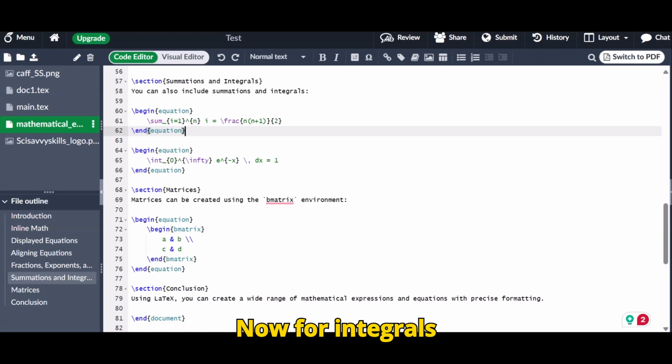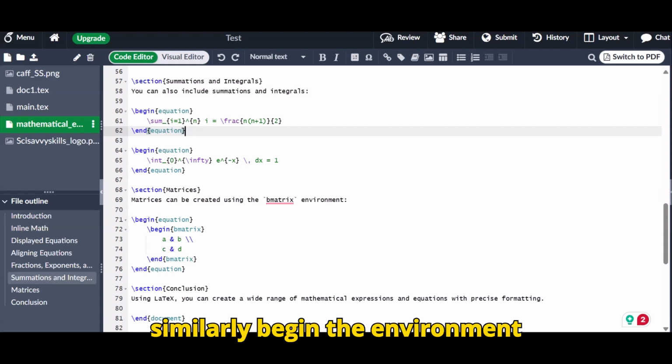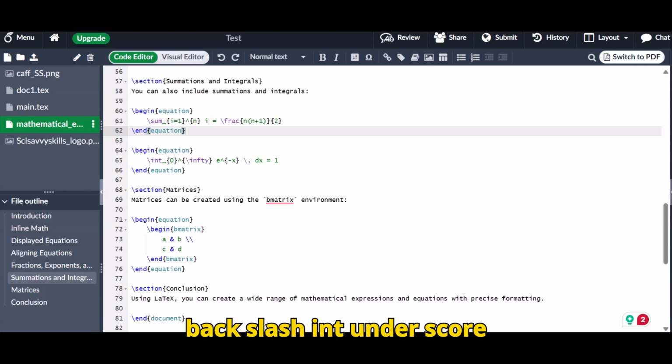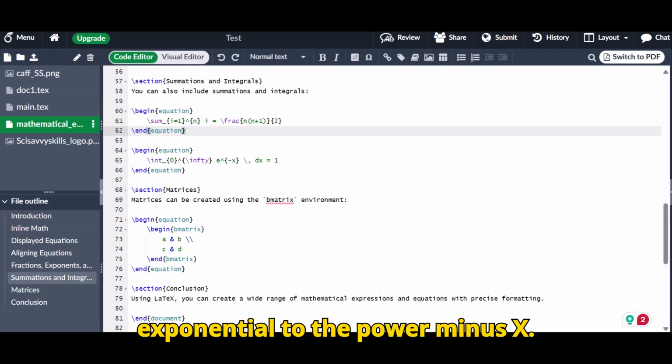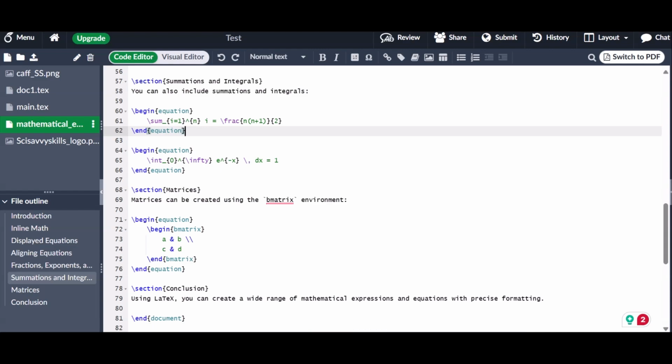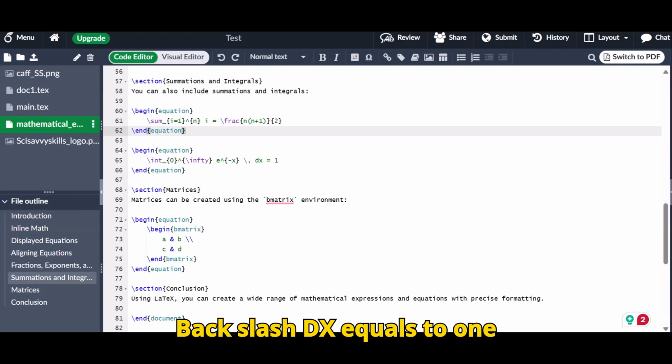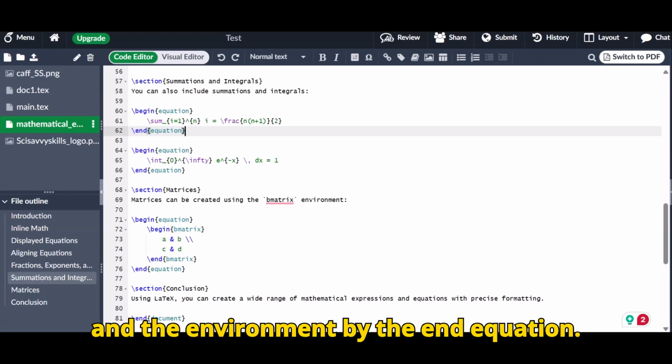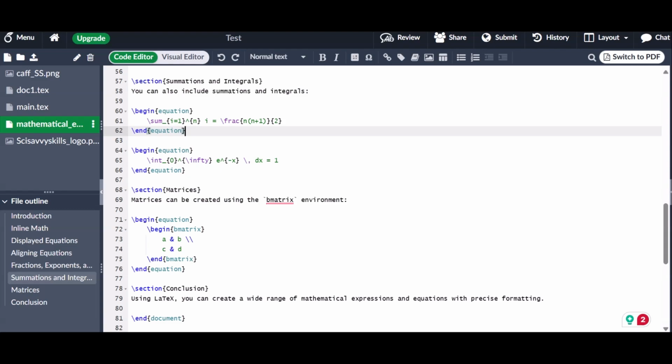Now, for integrals, similarly, begin the environment, backslash int underscore expression within curly braces, underscore infty stands for infinity, exponential to the power minus x, backslash dx equals to 1, and end the environment by the end equation.